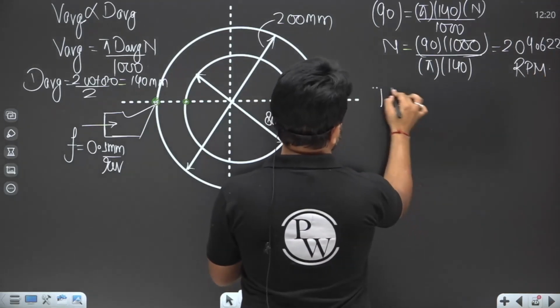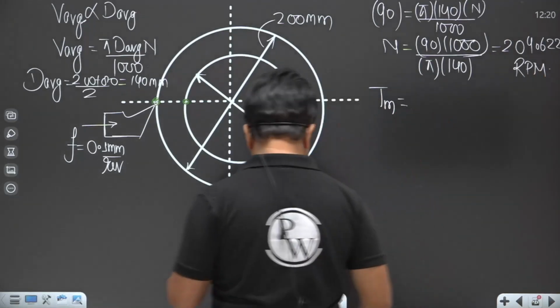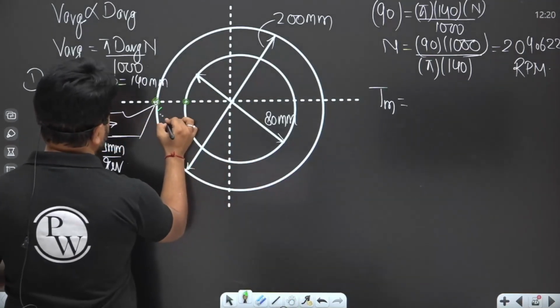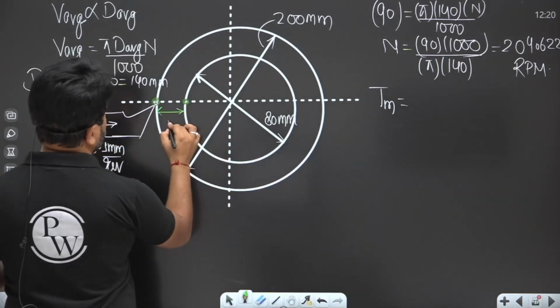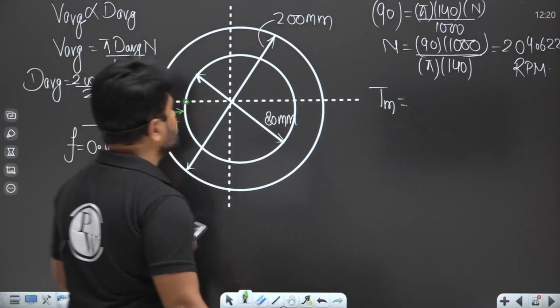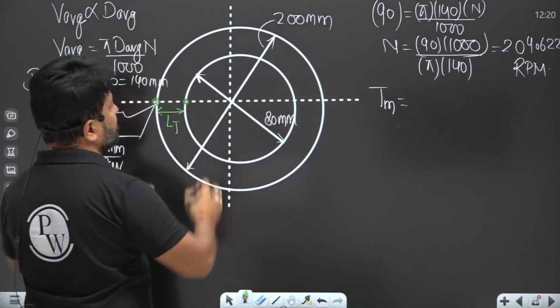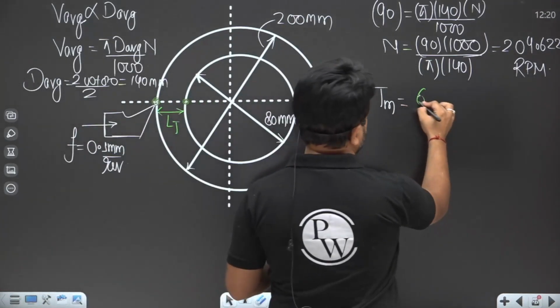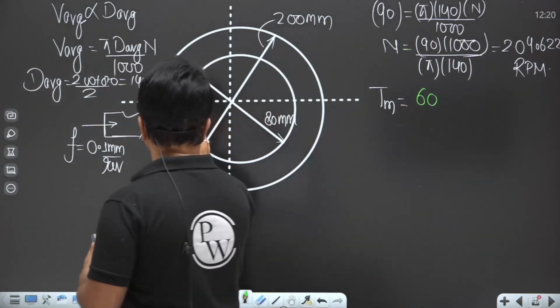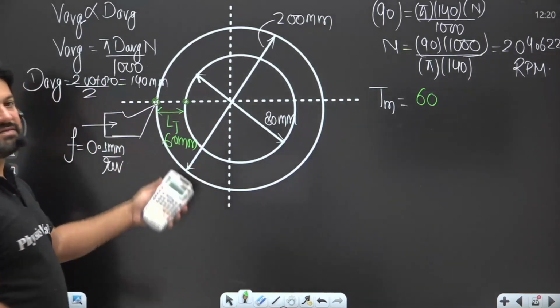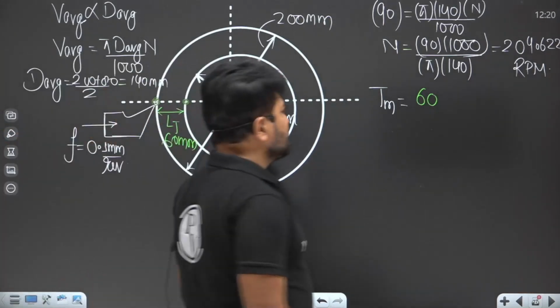Now machining time. My dear, the tool is going to vary from here to here only. This is the machining length. So the machining length is what? 100 minus 40, that is 60 mm. That is the machining length. So 60 mm.